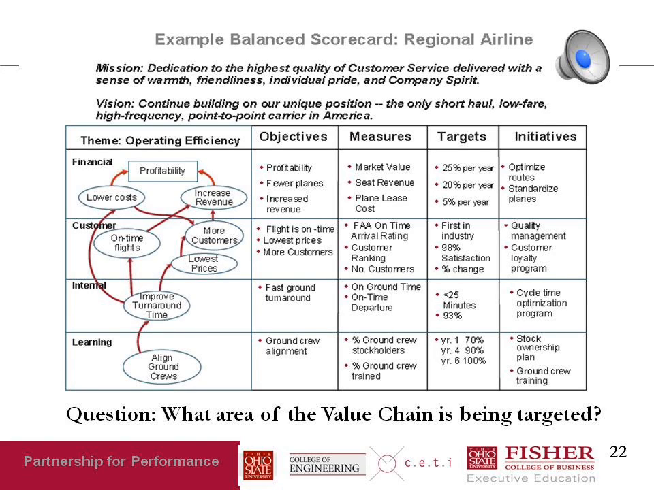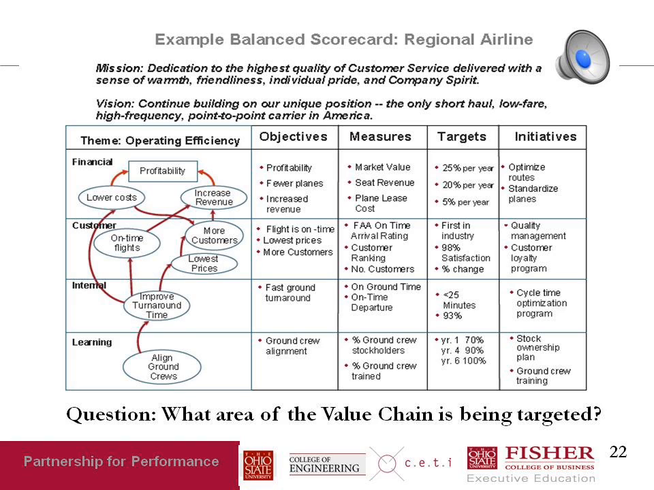So this example is an example of a balanced scorecard for a regional airline. What kind of regional airline? Probably American Eagle or something like that, okay? So, corresponding to the 4 levels of the balanced scorecard, there's a learning objective, there's an internal business process objective, there's a customer objective, and there's a financial objective.